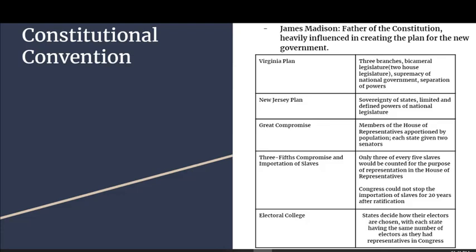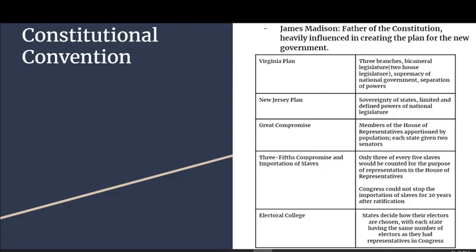First is the Virginia Plan, and it had three branches: the bicameral legislature, a two-house legislature, supremacy of national government, the Supremacy Clause, and the separation of powers. This is a very good plan, but then New Jersey argues that there needs to be sovereignty of states. There need to be limited defined powers of the national legislature, and that we want equal representation in Congress. But there's this big problem now of, should we use population in Congress, or should we use equal representation in Congress for states?